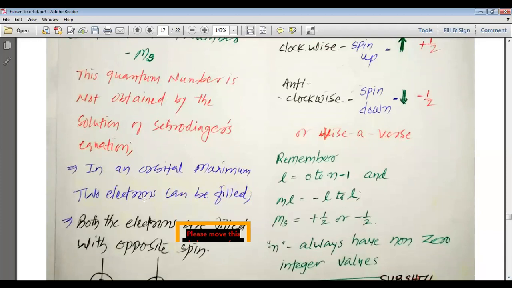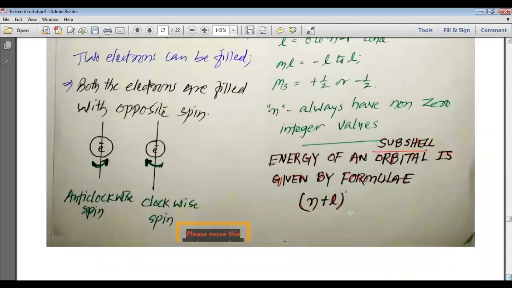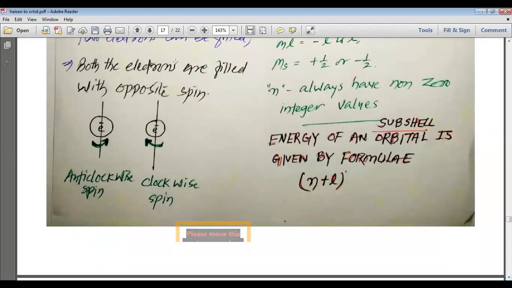In an orbital, maximum 2 electrons can be filled. This is what we are aware of, that in an orbital we can fill maximum 2 electrons. Both the electrons are filled with opposite spin. So if one electron is filled with the anti-clockwise spin, then the other electron must be filled with the clockwise spin.